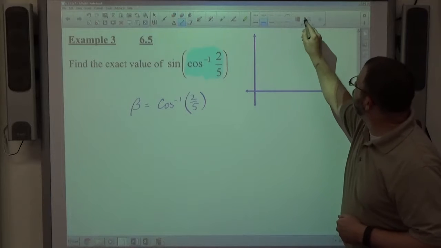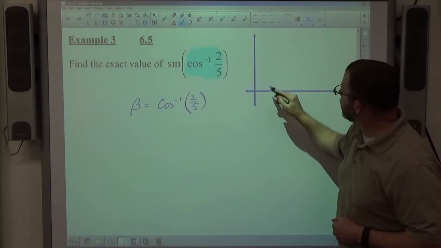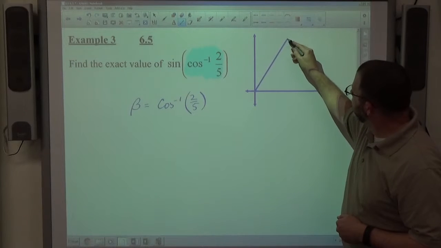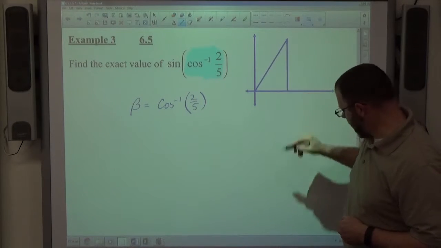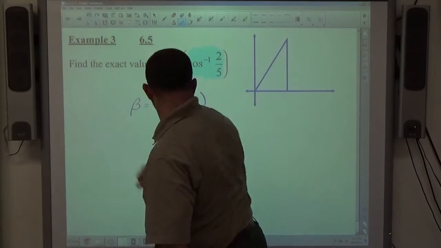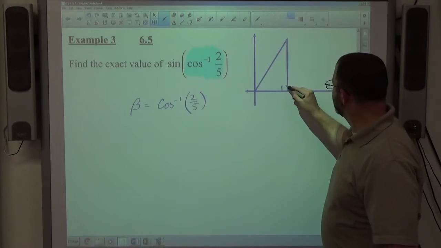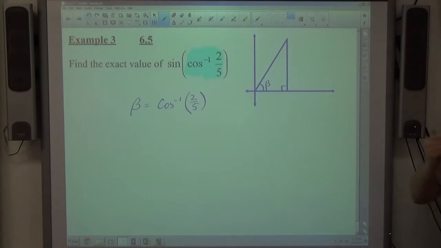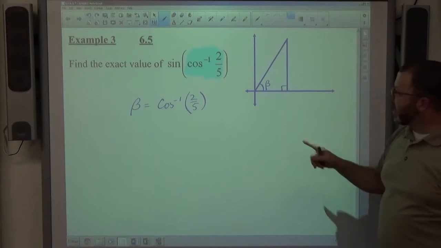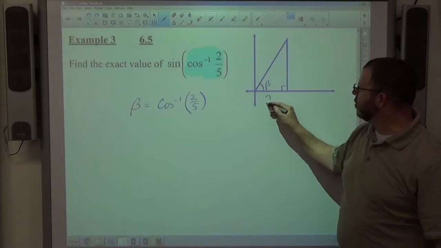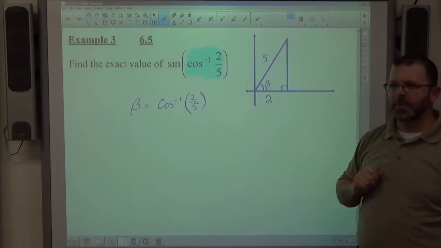So if I were to draw a vector representing this angle beta, it's going to look like that. I'm going to draw a right angle down here in the corner, and beta is going to live right there. You always go from the x-axis to the slanted line when you're drawing these things. I know that cosine of beta is 2/5, which means the adjacent side is 2, the hypotenuse is 5.